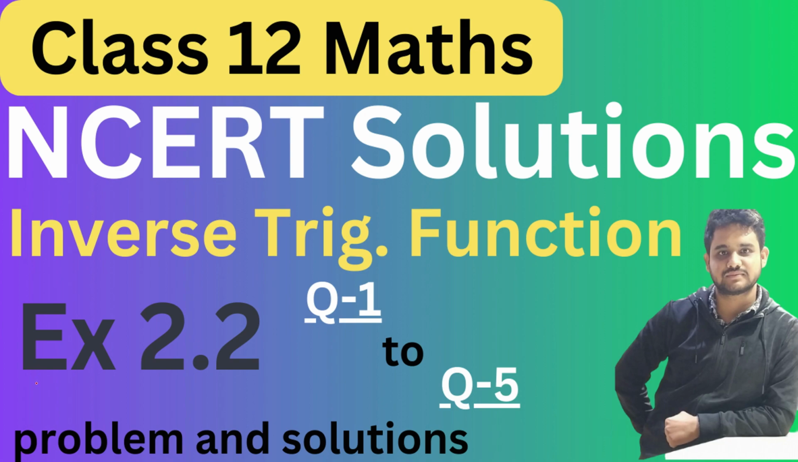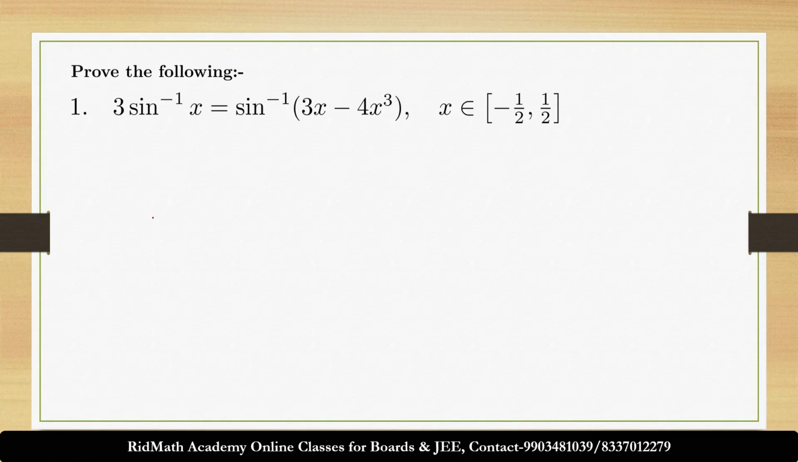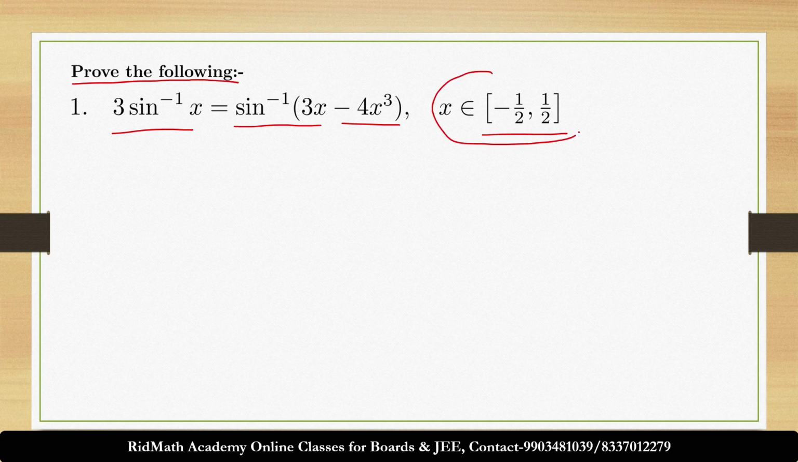So today we are going to solve exercise 2.2 from question number 1 to question number 5, and it is from NCERT class 12, and the chapter is inverse trigonometric function. So let's start. Question number 1, prove the following: 3 sin inverse x equal to sin inverse 3x minus 4x cube, and x belongs to minus half to half. So why it is given we will see later.